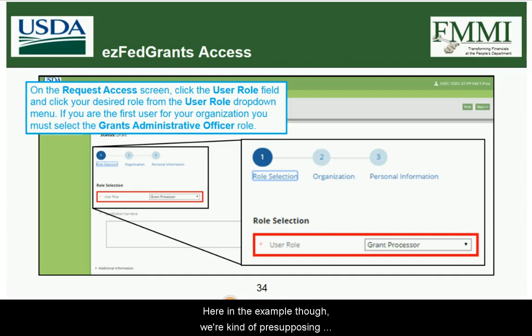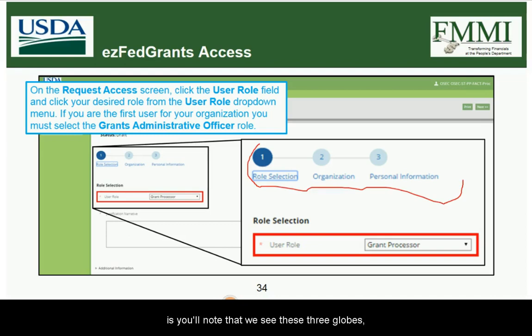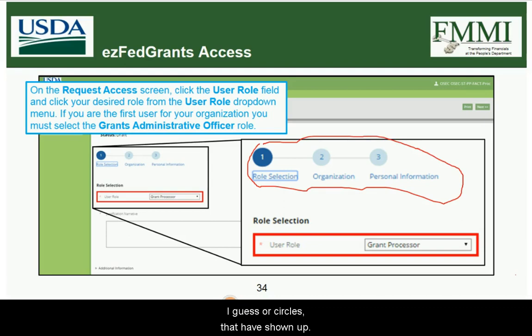Here in the example, though, we're presupposing that this isn't the first time that we've requested access for our organization, so we're going to take a look at somebody requesting the grant processor role. One thing I do want to point out before we move forward is you'll note that we see these three globes, or circles, that have shown up. These are actually there to act as a breadcrumb trail of sorts to give you a sense for not just how long the process is that you're going to be working in, but also where you are in that process.